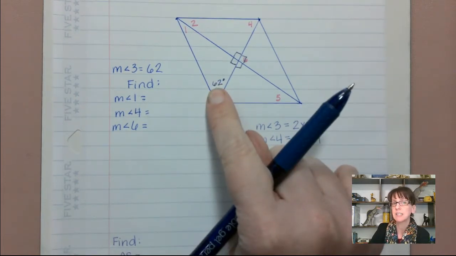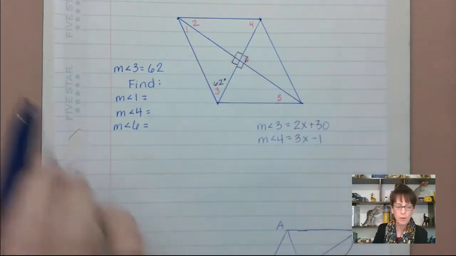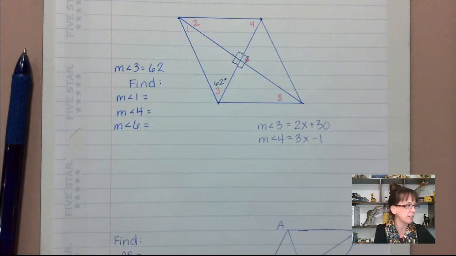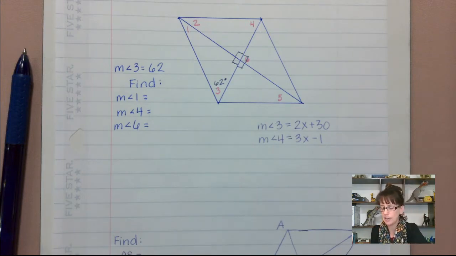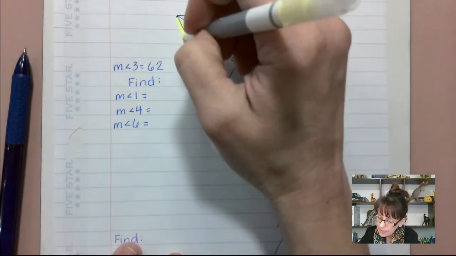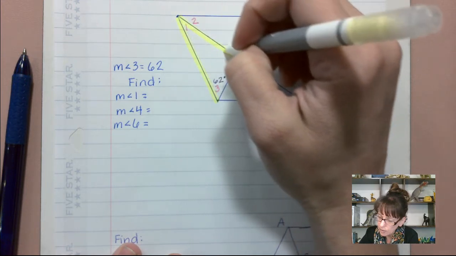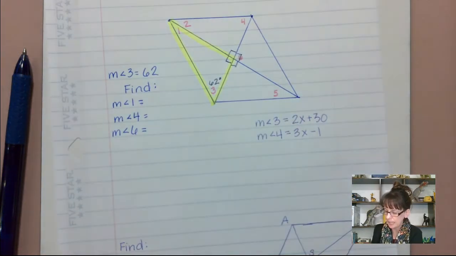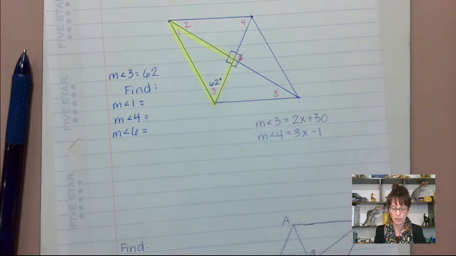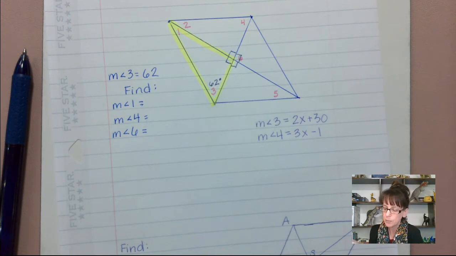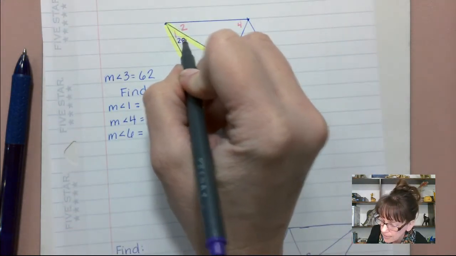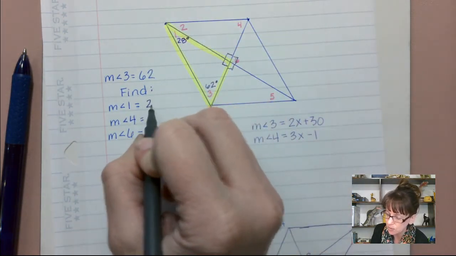Okay, so if we know that this is 62 degrees and we know this is 90 degrees, notice that if I use my fancy highlighter here, this guy right here is just a triangle. And a triangle has 180 degrees. So if we take 180 degrees and we subtract this 90, that leaves us with 90 degrees. So if we take 90 degrees and we subtract this 62 here, we are left with 28 degrees. So we now know the measure of angle 1 is 28 degrees.